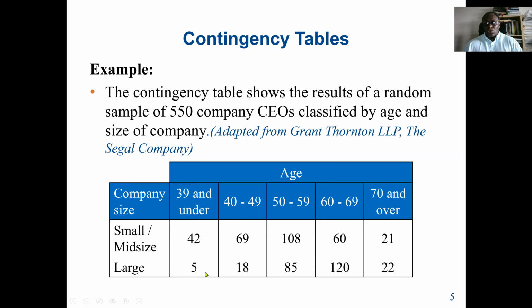So we have two rows. The columns are the ages: 39 and under, 40 to 49, 50 to 59, 60 to 69, and 70 and over. For example, I will pick 69 here. The number of CEOs, 69, means these CEOs are between 40 and 49 years old, and they are in a small or mid-sized company. So this is an example of a contingency table consisting of rows and columns. Our columns are the ages, and the rows are the size of a company.